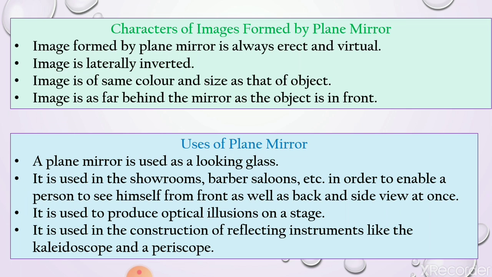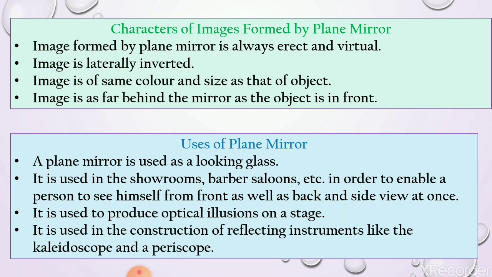Now the next topic is characteristics of images formed by a plane mirror. First of all, the image obtained by a plane mirror is always erect and virtual. Virtual means not a real image. Then the image is always laterally inverted. In every case, the image formed in a plane mirror is laterally inverted.